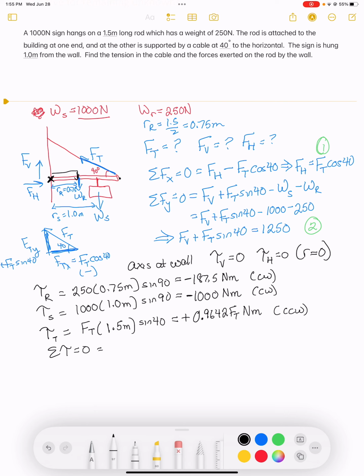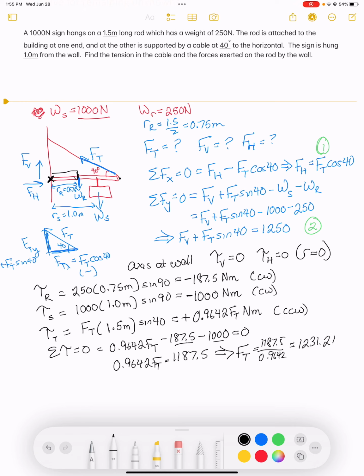All right, so what I know is that 0.9642 times the force of the tension minus 187.5 minus 1,000 equals 0. So 0.9642 F_T is equal to, if I add the 2 numbers over to the other side, 1187.5. So the force of tension is equal to 1187.5 over 0.9642, which gives me 1231.2 newtons.